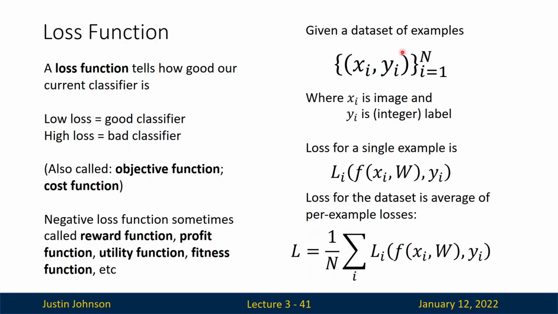So given a data set, X is the image and Y is the label. So for our CIFAR-10 data set as an example, Y_i will be 0, 1, 2, 3, 4, 5 to 9. And the X_i will be the 5,000 images per class. And then we define the loss function, where f is the linear classifier, given the input image and the weight matrix. Here again, we just ignore the bias vector b, but they are mathematically equivalent.